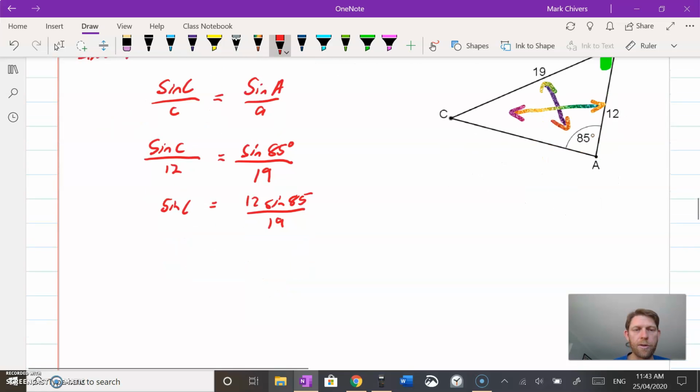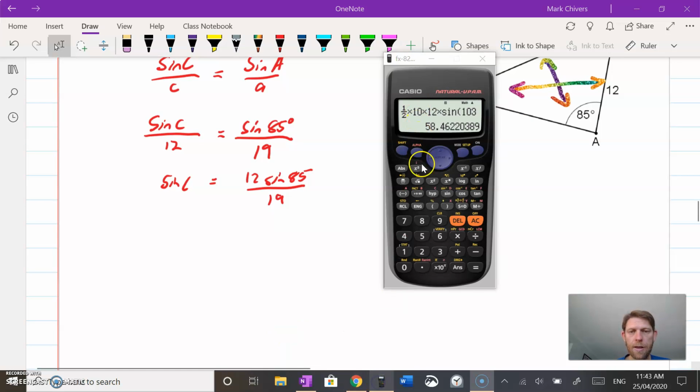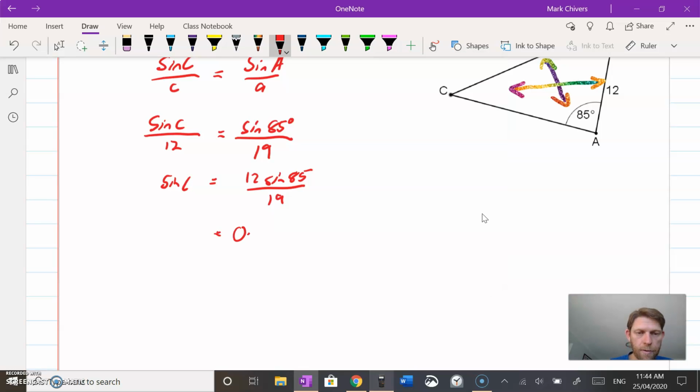I've just multiplied both sides by 12 to get rid of that denominator. So I put that into my calculator. So create a fraction, 12 times sine 85 over 19 is going to give me that number there. So I'll call that 0.629. I'm not going to get rid of it out of my calculator though. I'm just going to write it down now so I can show that I've done the step.